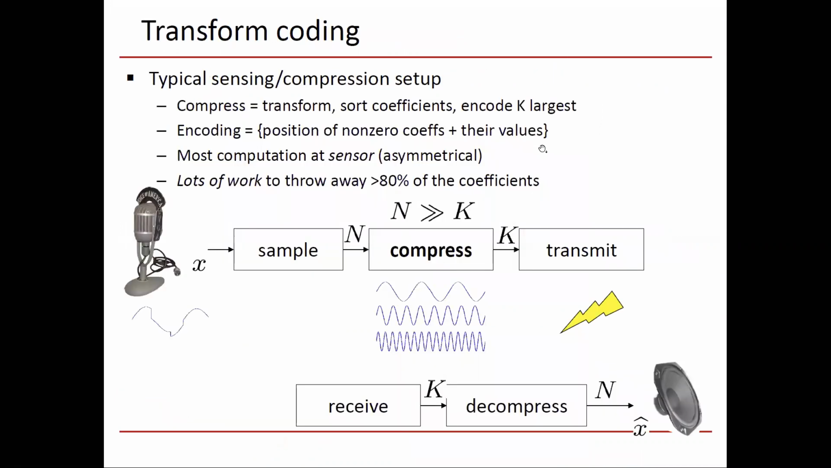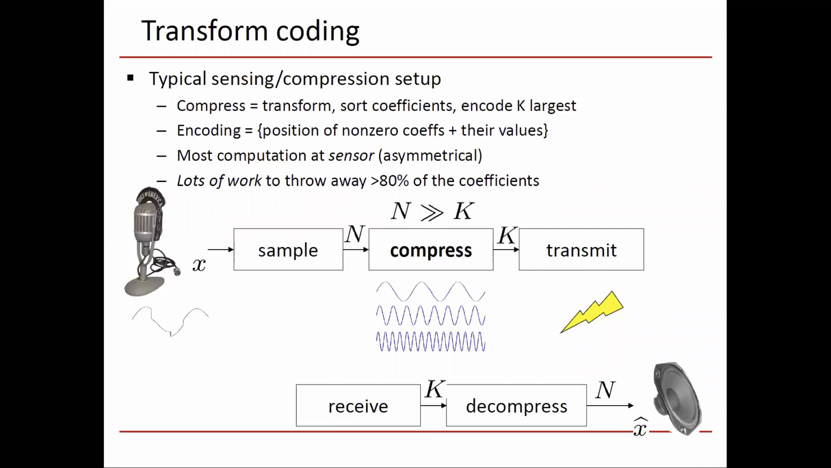So this gives rise to the idea of transform coding. It's a conventional approach in signal processing to sensing and compressing a signal. We have an input X, we sample it n times, and we compress it. By compressing, that means that we compute projections of the signal X, the n samples, with respect to n basis vectors. We identify the K largest ones, and we transmit them. On the receiver side, we take a linear combination of the K largest coefficients and the basis elements that they correspond to, and that gives us X hat.